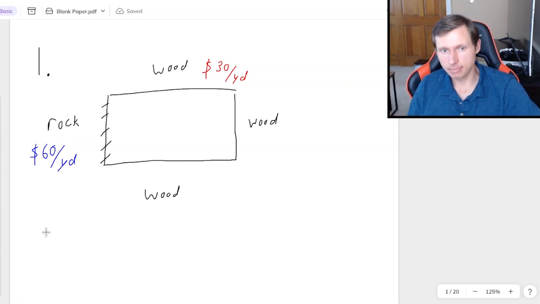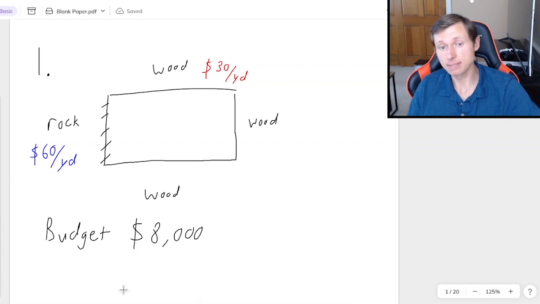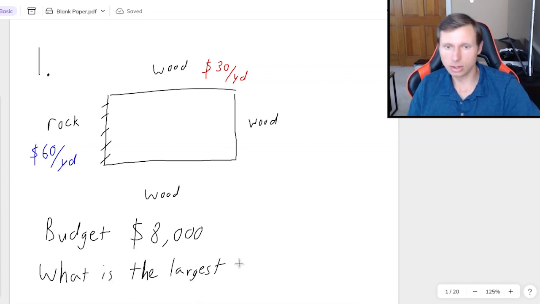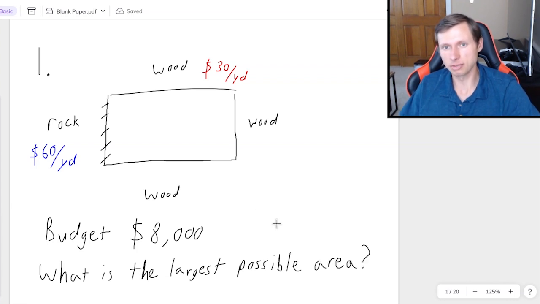But here's the thing. I'm working on a budget. I have a budget of $8,000 to build this fence. I want it to be a big fence. And the question is, what is the largest possible area that I can build for the fence?